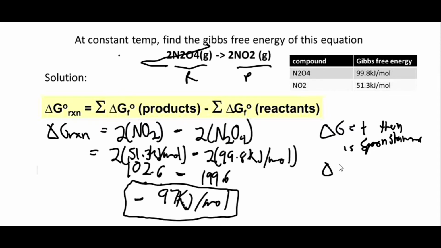If G is negative, then it is spontaneous, and if G is positive, then it is non-spontaneous. So now that we know it's negative, it is spontaneous.